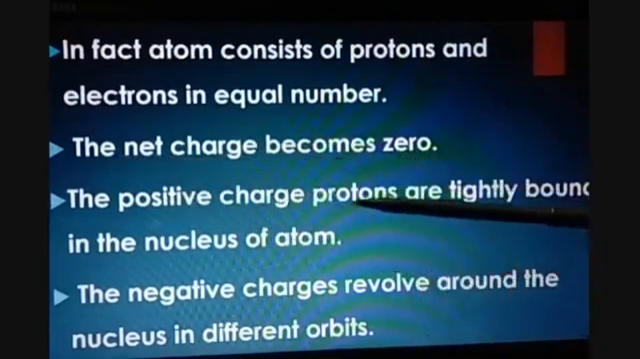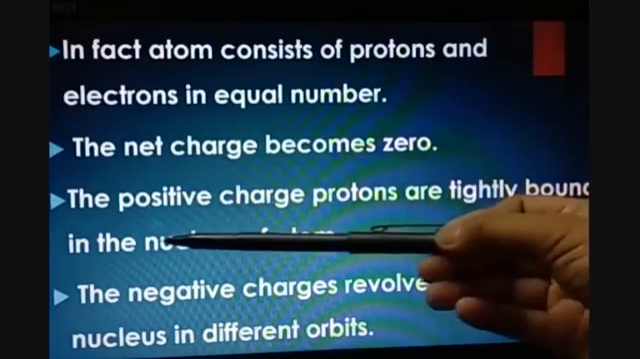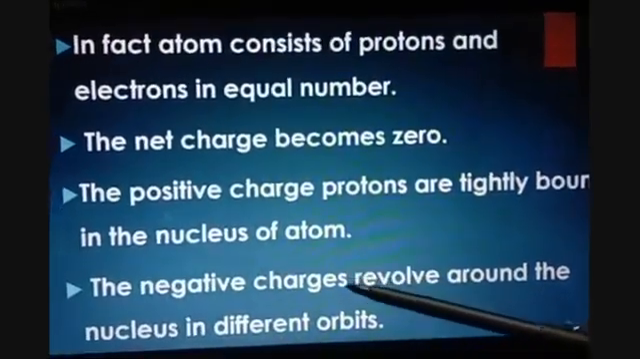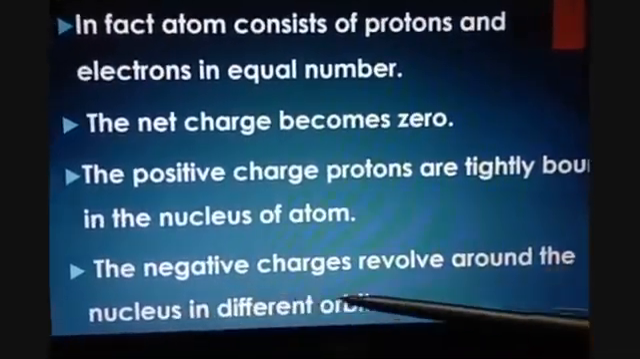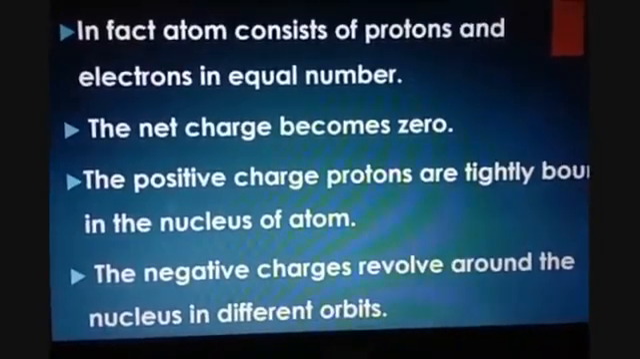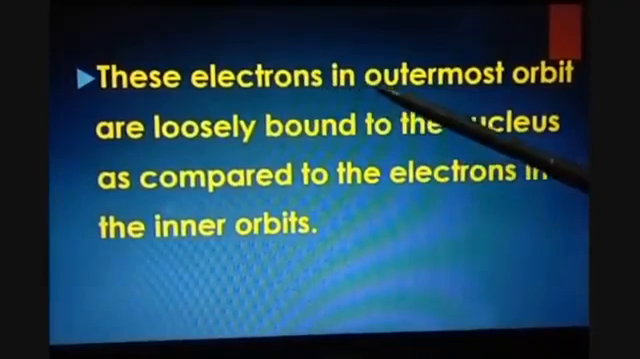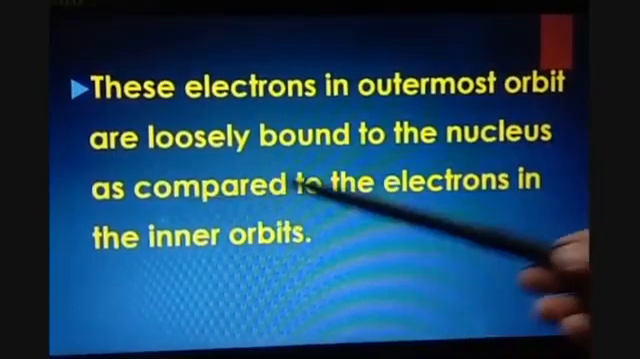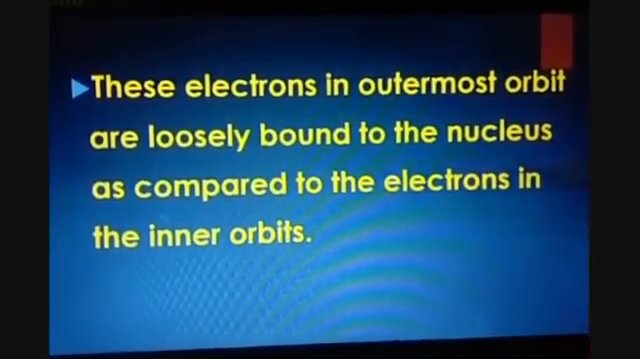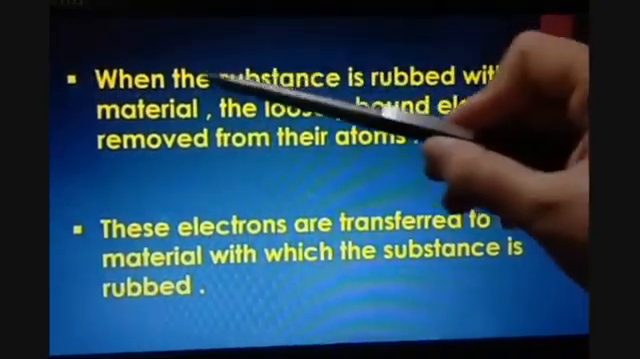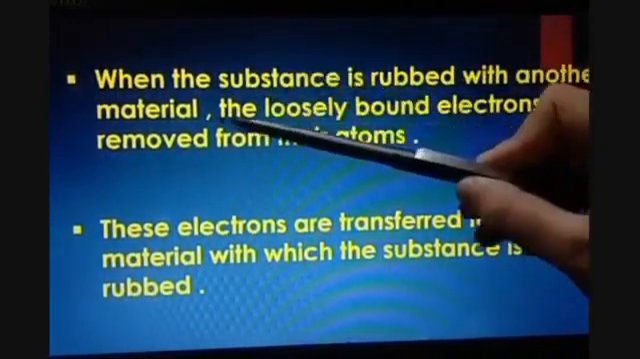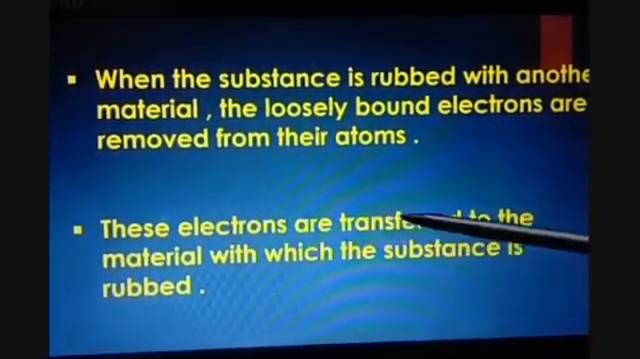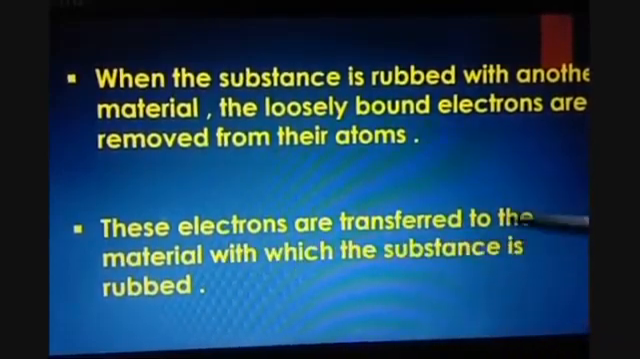The positive charge protons are tightly bound to the nucleus of the atom, and the negative charges, that is electrons, revolve around the nucleus in different orbits. Now these electrons in the outermost orbit are loosely bound to the nucleus as compared to the electrons in the inner orbits. When the substance is rubbed with another material, the loosely bound electrons are removed from their atoms, and these electrons are transferred to the material with which the substance is rubbed.